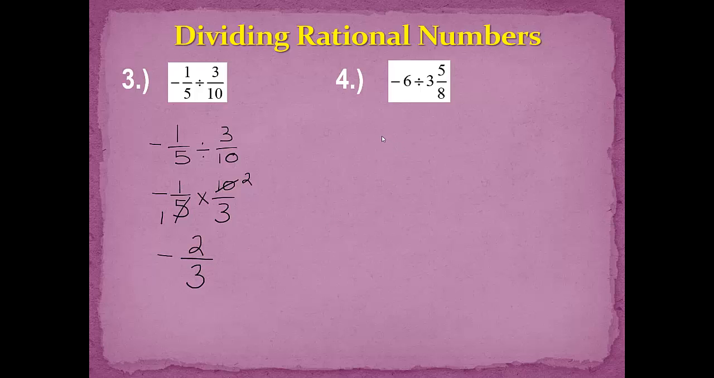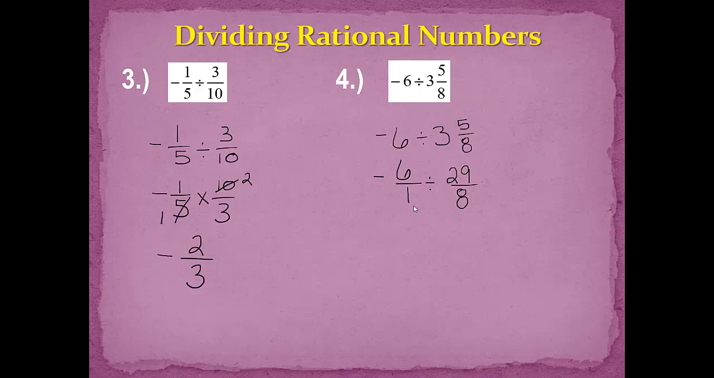And for number 4, I have negative 6 divided by 3 5/8. The first thing I'm going to do is make 3 5/8 into an improper fraction. I will also make 6 into an improper fraction. I do that by putting a 1 underneath it. So I can say this is negative 6 over 1, and then I have divided by 8 times 3 is 24, plus 5 is 29. So I have 29/8.